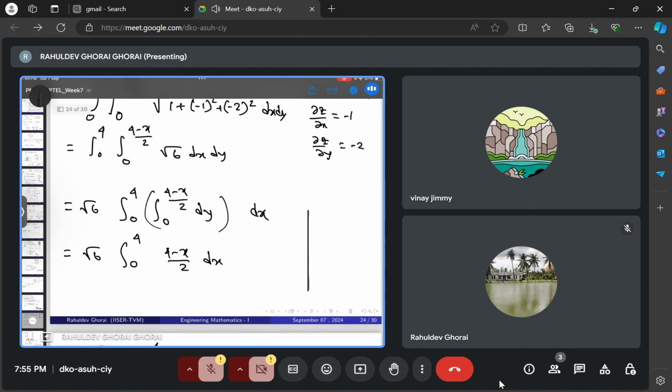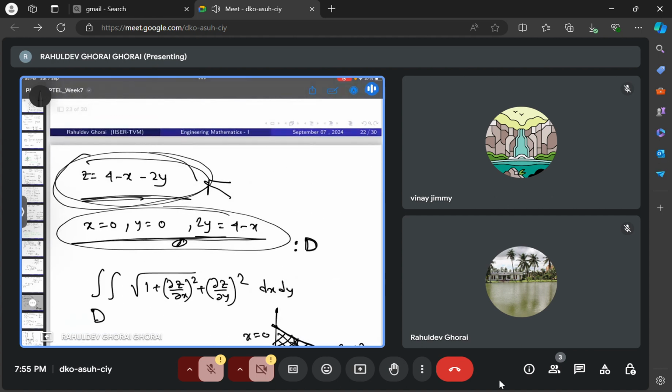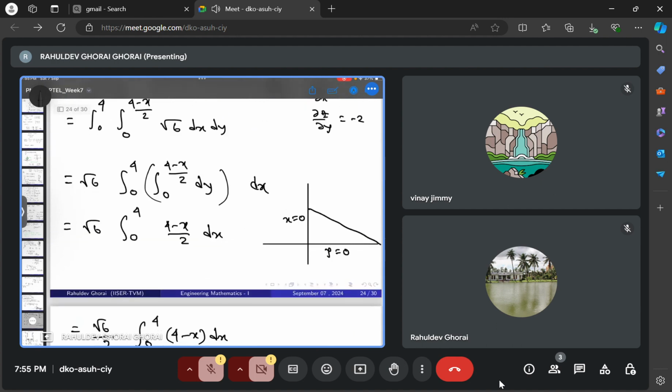That's a good question. Okay, so our domain is this: x equal to 0. This is x equal to 0 line, whole line. y equal to 0, this is y equal to 0 line, and then our another line is x plus 2y is equal to 4, that is, 2y is equal to 4 minus x. So that implies x plus 2y is equal to 4, and that line will cut at (4, 0) and (0, 2). So this will be the domain.